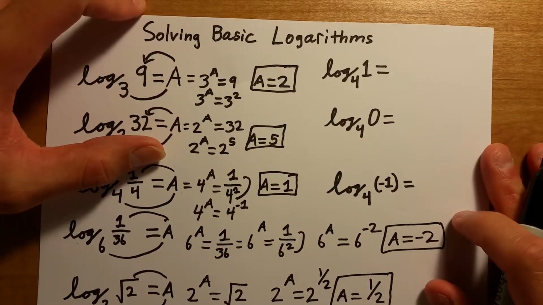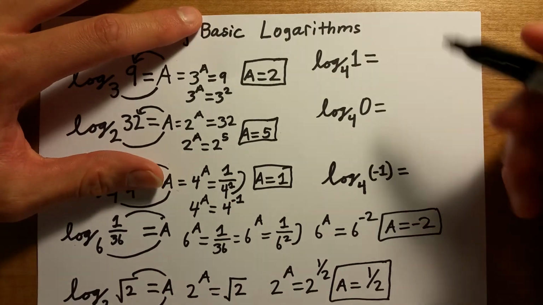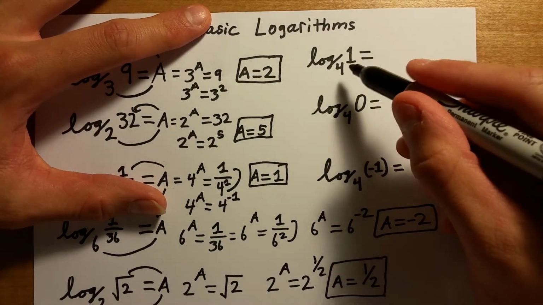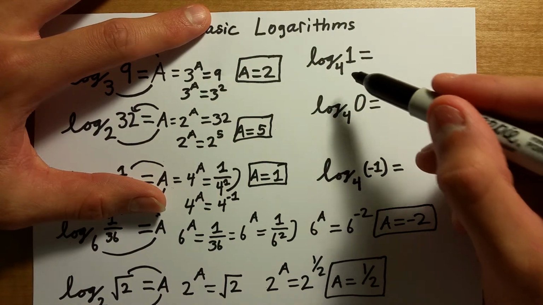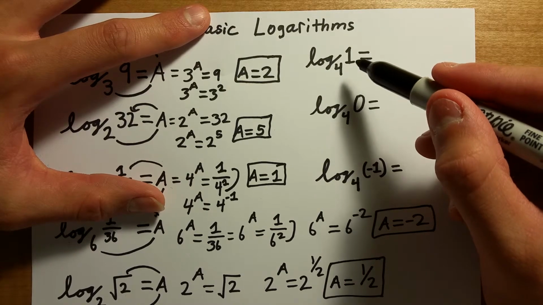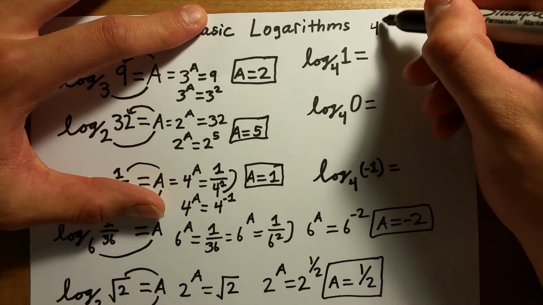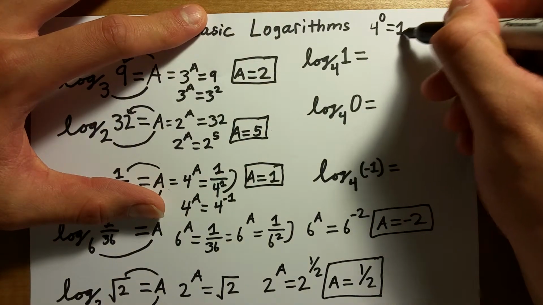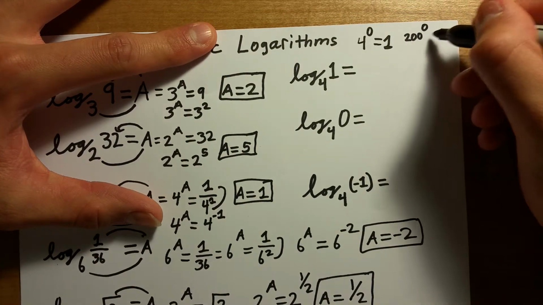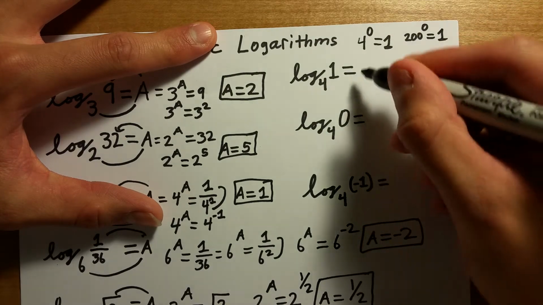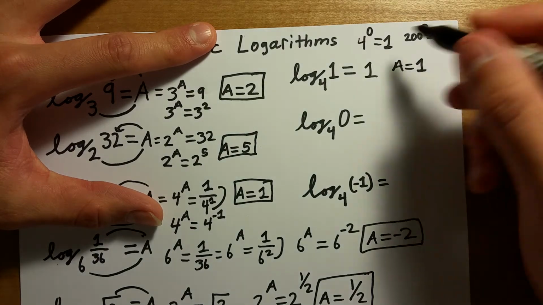3 rules to always keep in mind. If you get an equation that looks like any of these 3, they're basically just certain rules that you have to memorize. So 4, what power do you need to raise 4 to equal 1? Anything raised to the 0 power will equal 1. So 4 to the power of 0 is going to equal 1, and that's regardless of whatever number it is. So it can be 200 to the power of 0, and it's still going to equal 1. So essentially your answer for this is just 1. A equals 1. And it's more or less just something you have to memorize.